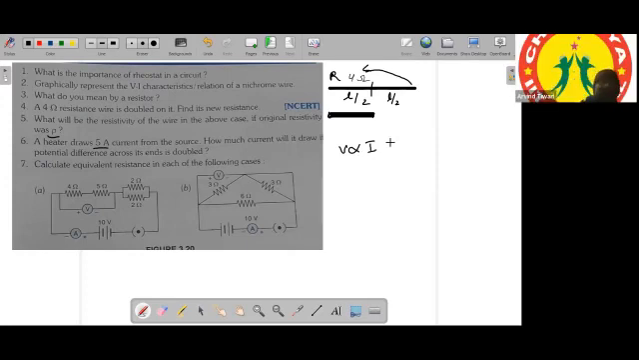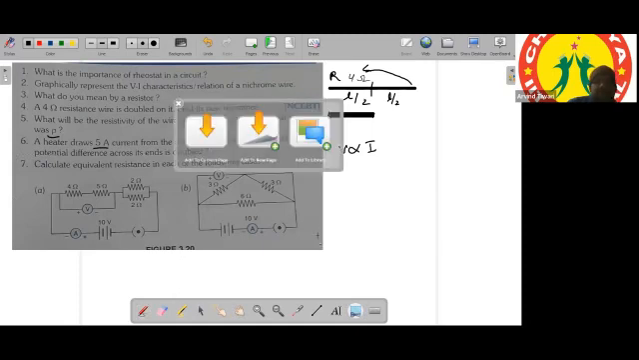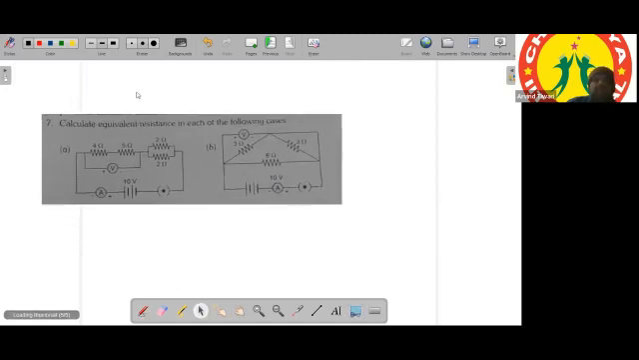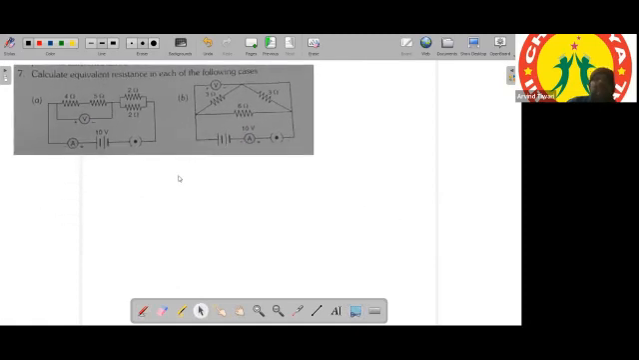Now let us draw these two questions. You have these two circuits and try to solve them one by one. Question 7. You have to calculate the equivalent resistance in each of the following circuits. Okay, so I'm expecting answers from you people.